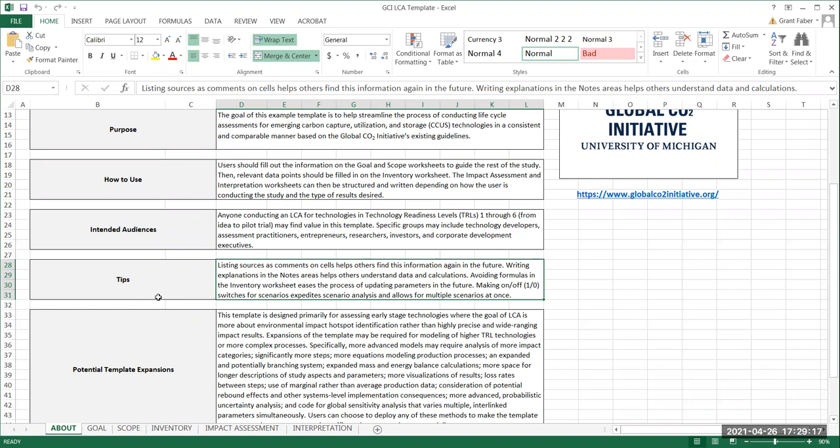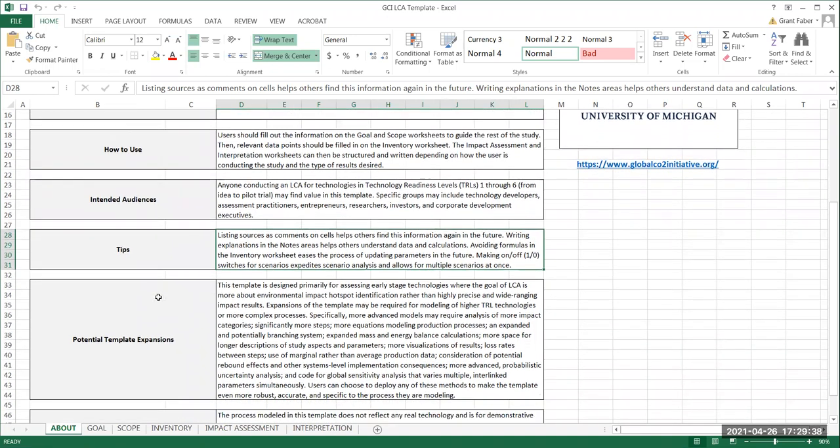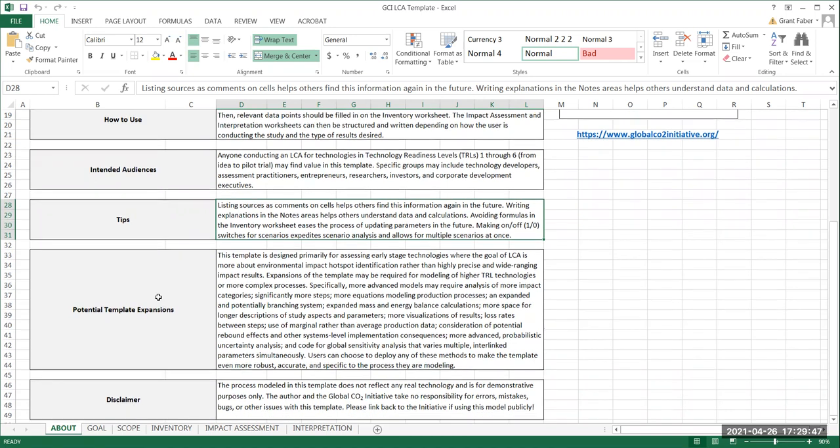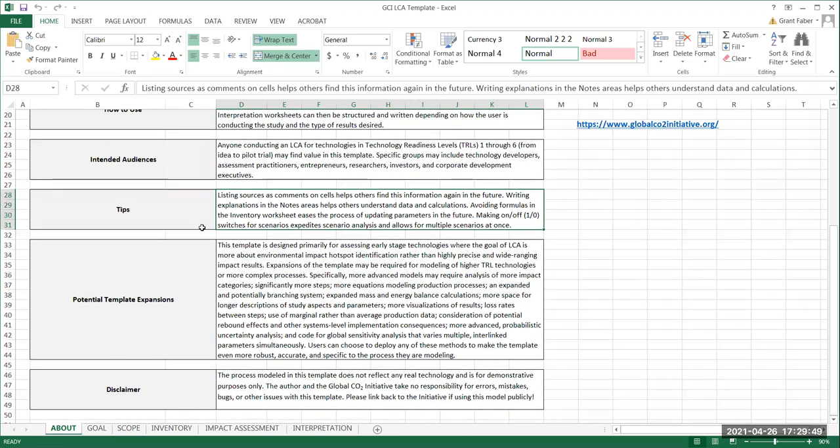Writing explanations and notes in the notes areas, specifically in the inventory and impact assessment worksheets, is helpful, again, for either yourself when referencing the template later, or when sharing it with others to whom such information may not be completely apparent. Avoiding formulas in the inventory worksheet is somewhat helpful, as we'll talk about in a bit. And of course, making on and off switches throughout the model, usually in the inventory, can help expedite scenario analysis and allow for other interesting uses of the model.